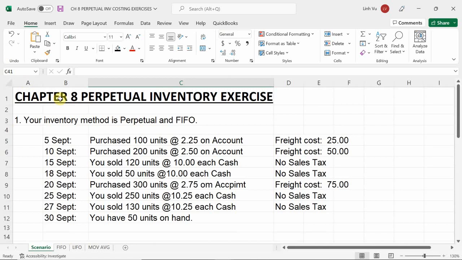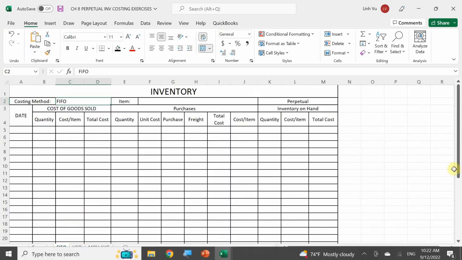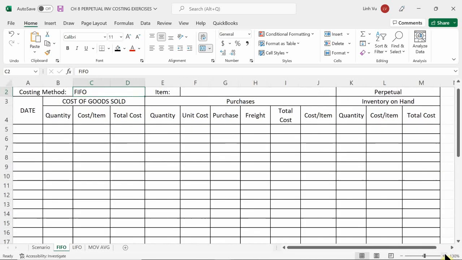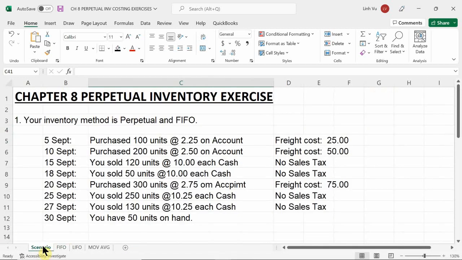Number one, since our inventory method is going to be perpetual and it's FIFO. On September 5th, we decided to purchase 100 units at $2.25 each on account with a freight cost of $25. Once again, we're just going to practice the tables. So we purchased 100 units at $2.25 each on September 5th. Again, skip the cost of goods sold section: 100 units at $2.25 with a freight of $25.